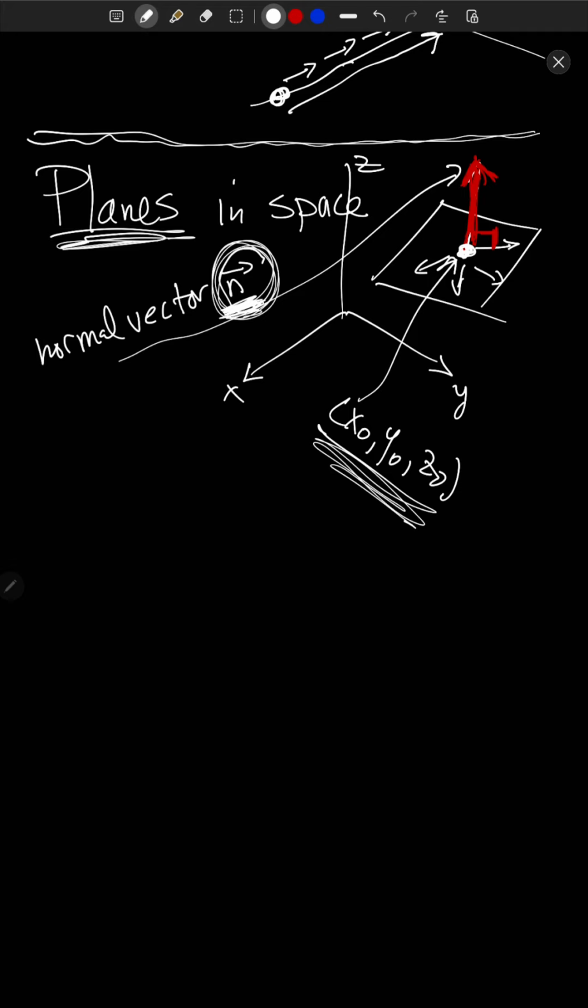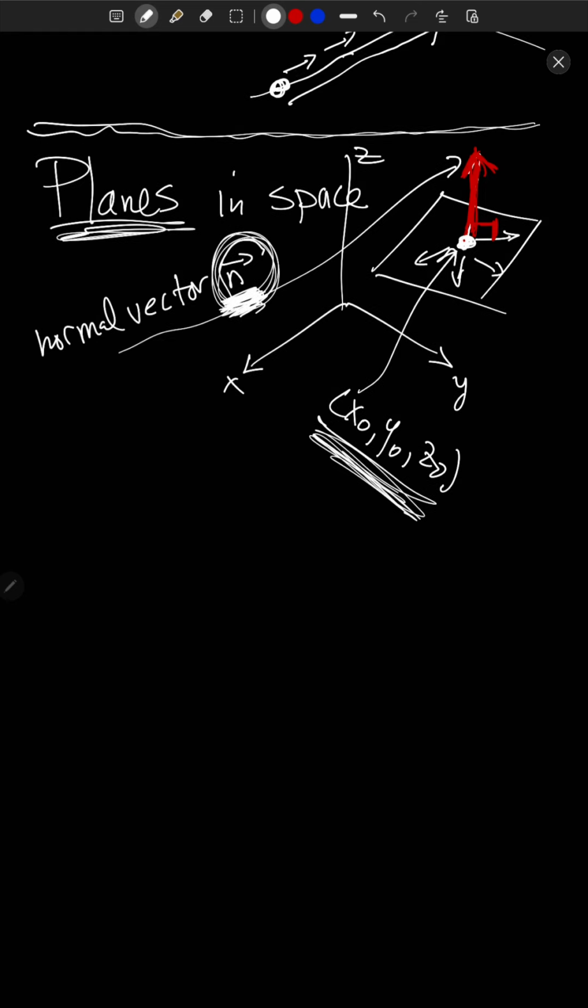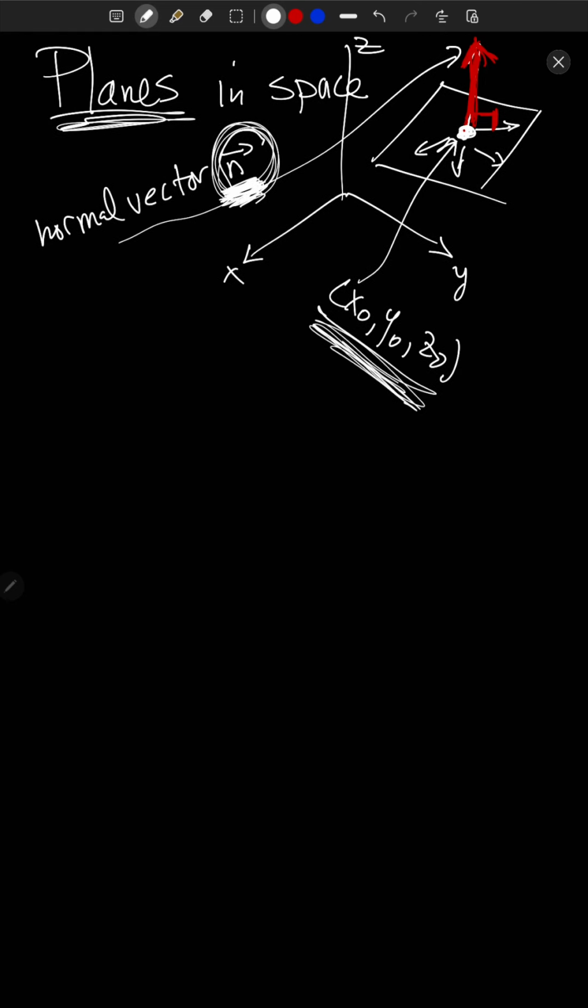If I only give you the point and no direction, there are going to be many planes that pass through the same point. If I only give you a normal direction, there are going to be many planes that have that normal direction. So it's not enough; you actually need both bits of information. All right, let's get an equation for this.